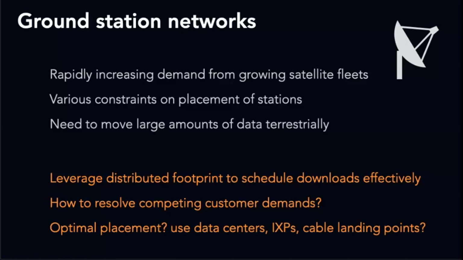Last, how do we design the infrastructure itself? What's the optimal placement of ground stations in a ground station network? There's already a trend towards using data centers, so co-locating ground stations with data centers, but perhaps IXPs, Internet Exchange Points, and cable landing points would also be useful starting points for placing ground stations. So these are all, as far as I understand, open problems for now.